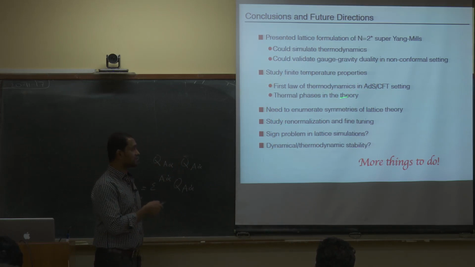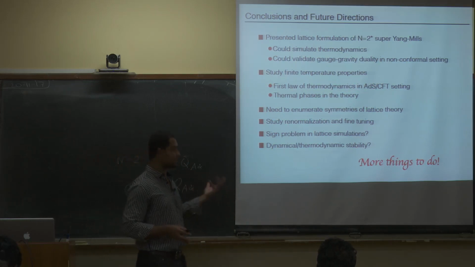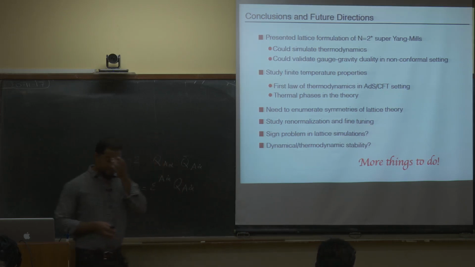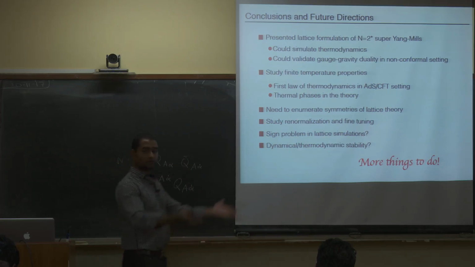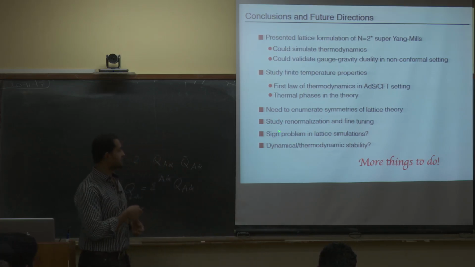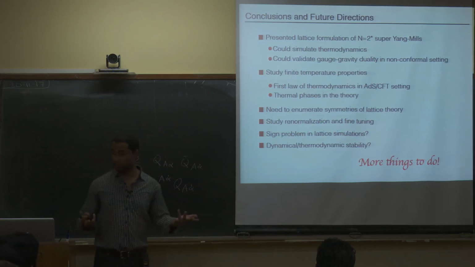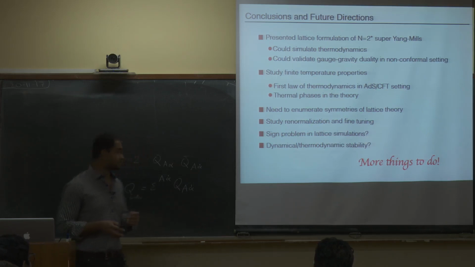We can look at thermal phases of the theory. Are there various phase structures appearing in this theory? We can explore that. Then on the lattice side, there are several things to do. We need to enumerate the symmetries of the lattice theory. What are the discrete symmetries? Can we recover all the supersymmetries in the continuum limit? Questions like that. Study renormalization and fine-tuning of this theory. Again, is there a sign problem in this theory? One has to see that.